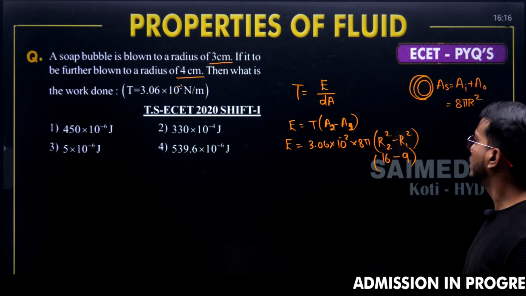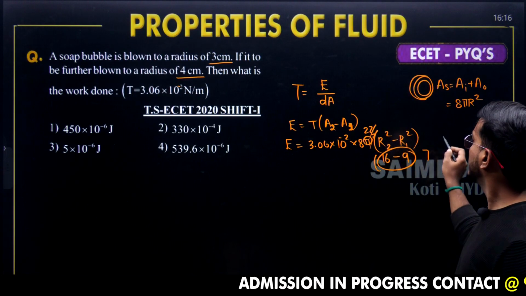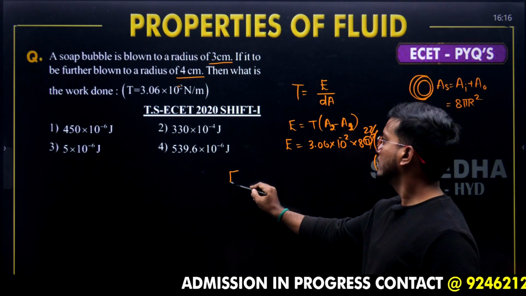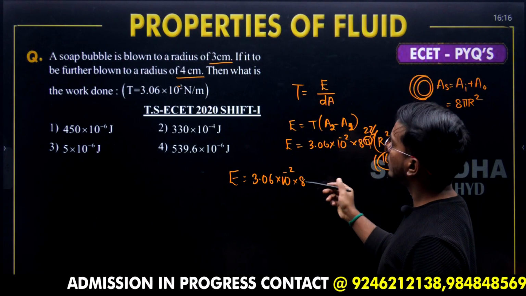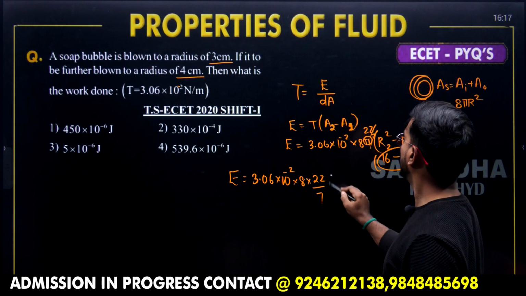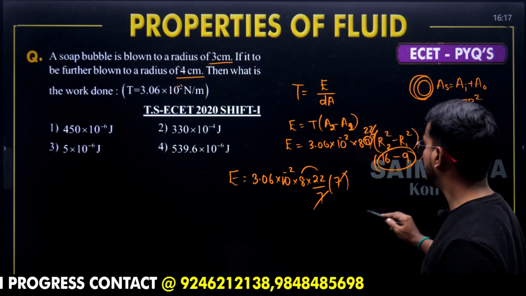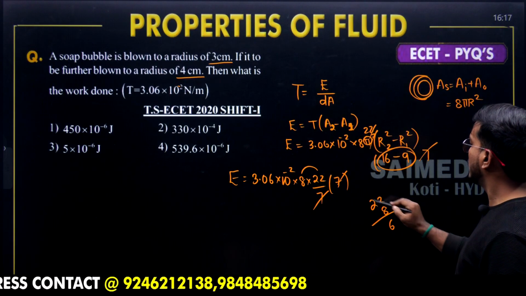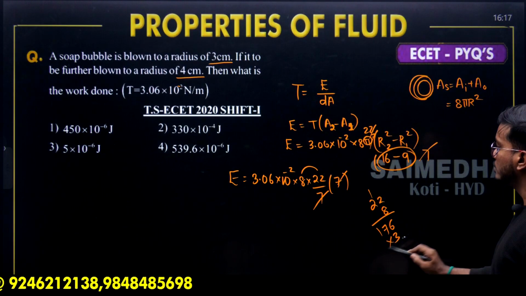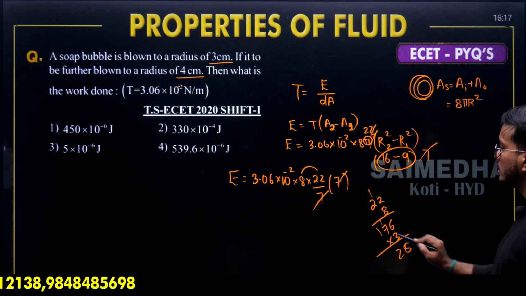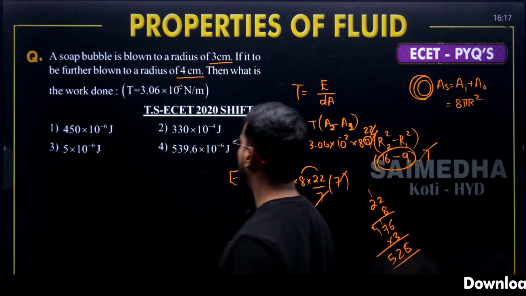And 16 minus 9 is going to become 7 and this pi value is 22 by 7. So, this 7 gets cancelled. So, let me write it here one more time. E is equal to 3.06 into 10 to the power of minus 2 into 8 into 22 by 7 into 7. 7 gets cancelled. Okay. So, 22 times 8 is 176. 176 times 3 is around 539 exact value because 0.06 is also there.